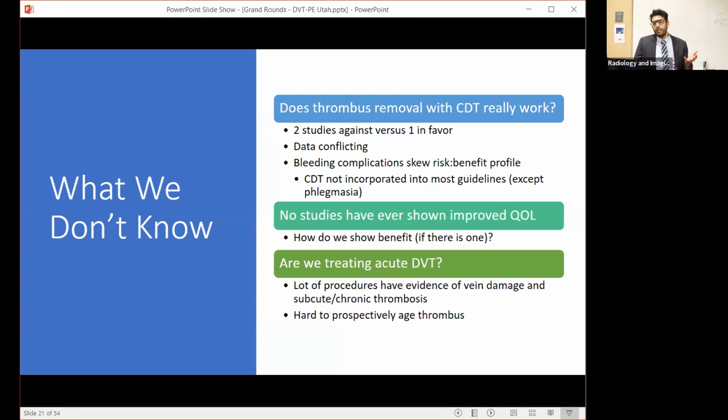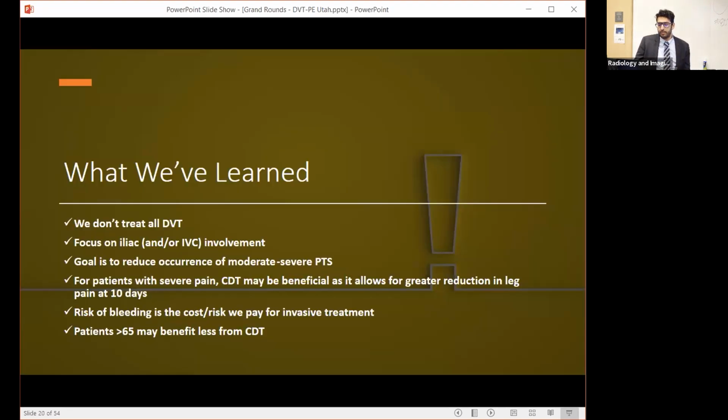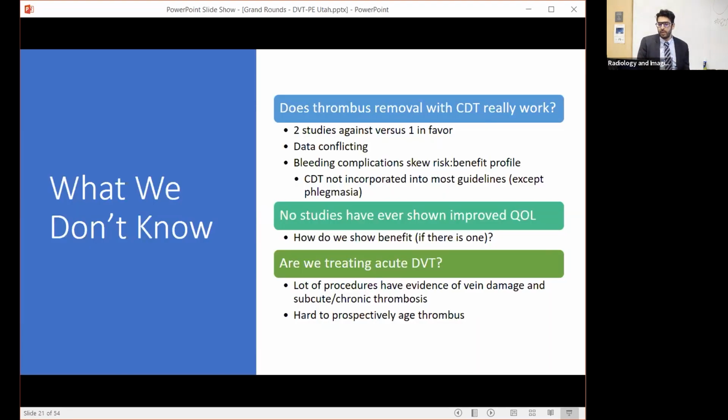So that's what we've learned. There's a ton that unfortunately we don't know. What we don't really know is if thrombus removal with CDT really works. We have 2 studies that are against it and 1 in favor, so the data is pretty conflicting. And again, I'm going to keep harping on this, but there are always potential complications to what we do, so that should weigh into your risk-benefit profile. You're doing this for something that's non-life-threatening, which is PTS, but you may cause a life-threatening bleeding complication. So you have to continue to think about this.